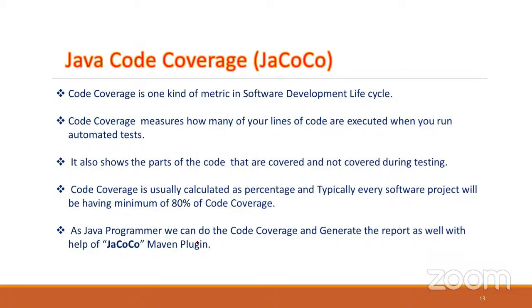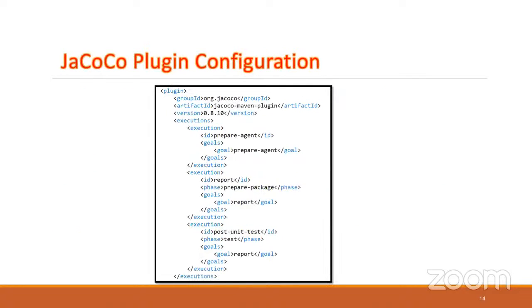Before starting the code coverage, you need to take a screenshot of the existing 60% code coverage for your project. Day to day, whenever you add new test cases, this percentage may increase or decrease. Accordingly, you need to do such things. This is the JaCoCo Maven plugin you need to configure in the pom.xml file.